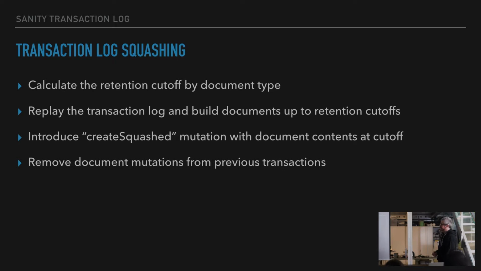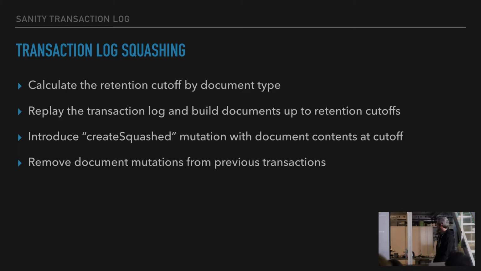So the way we implemented this is through our infrastructure we call the transaction log squashing. And it basically works by, first we calculate the retention cutoffs of all the types of documents you have in your database. Then we actually replay the transaction log and we start rebuilding the documents as they were from the beginning up to the retention cutoff where we want to delete the history from. And then at that point, we introduce a create squash mutation, which has the contents at the retention cutoff time. And then we can just delete all of the previous mutations. So if you have some data that was replaced way, way back in the past, after that data has been squashed, the data will no longer exist in the history.